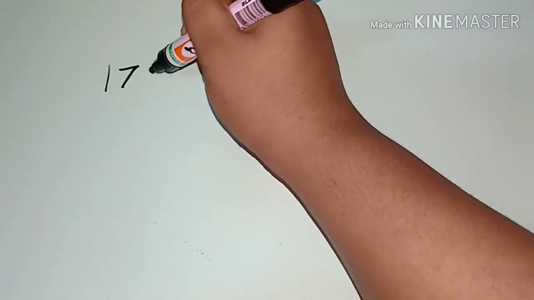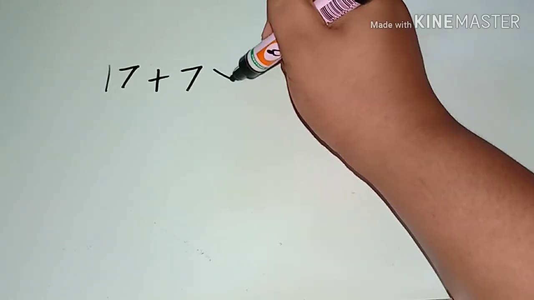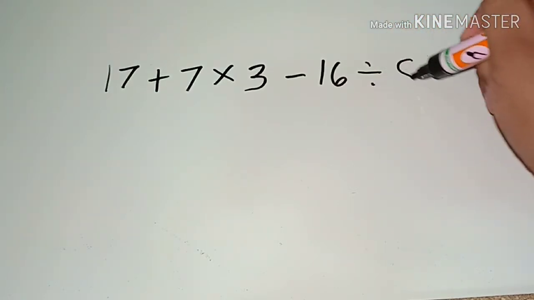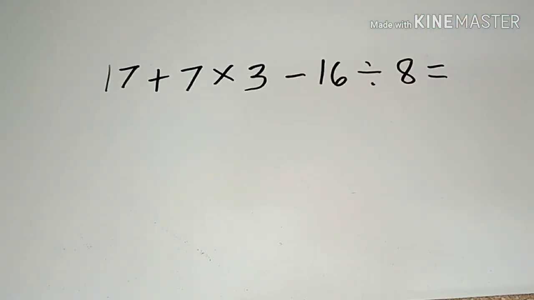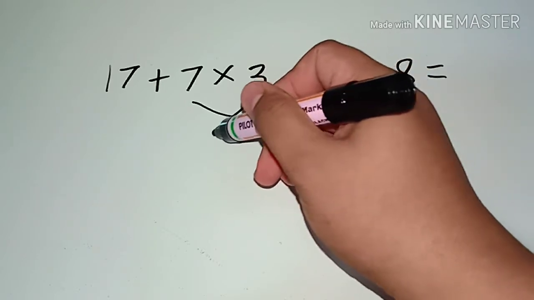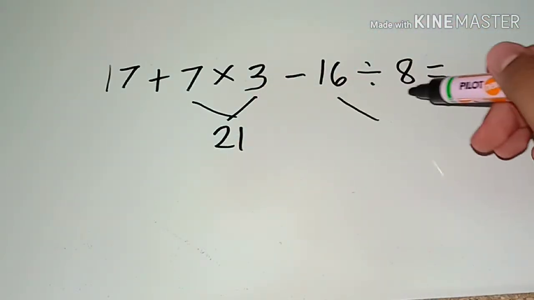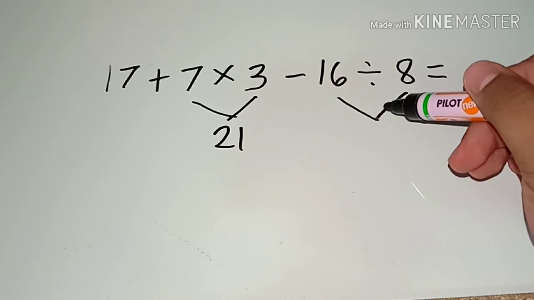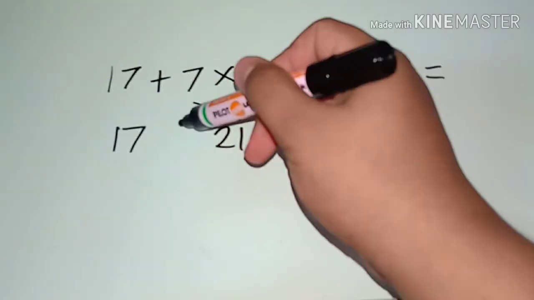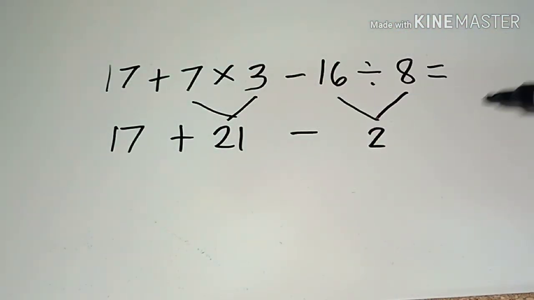Next example is what if we're solving 17 plus 7 times 3 minus 16 divided by 8. So again, we'll look for multiplication or division, whoever comes first from left to right. So since multiplication comes first, then you do it right away. 7 times 3 is 21. 16 divided by 8. Next to multiplication is division. So 16 divided by 8 is 2. And we can copy this one. 17 plus 21 minus 2.